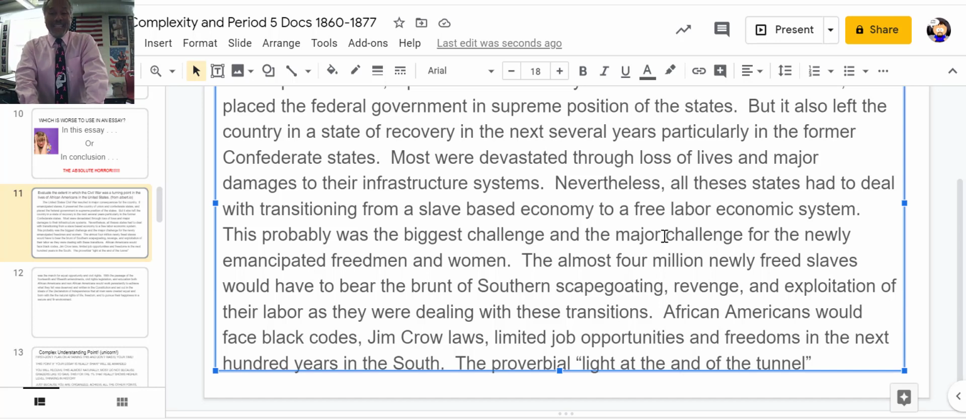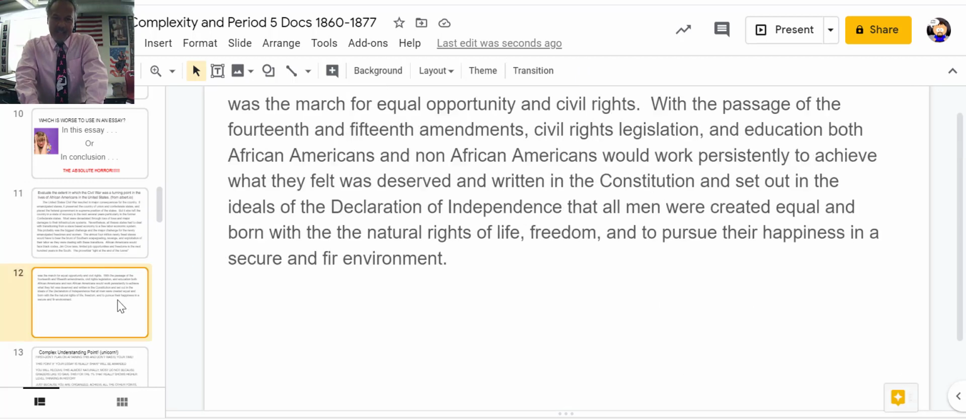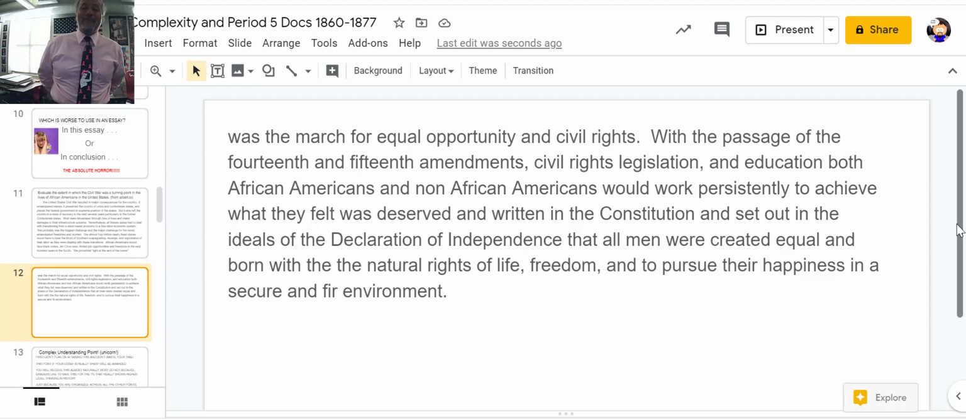The proverbial light at the end of the tunnel, and again, this is an extensive conclusion, maybe we will not have the time, was a march for equal opportunity and civil rights, was the passage of the 14th, 15th Amendments, civil rights legislation, from 1866, 1875. We know what happened to those civil rights. In education, both African Americans and non-African Americans will work persistently to achieve what they felt was deserved and written in the Constitution and set out in the ideals of the Declaration of Independence.